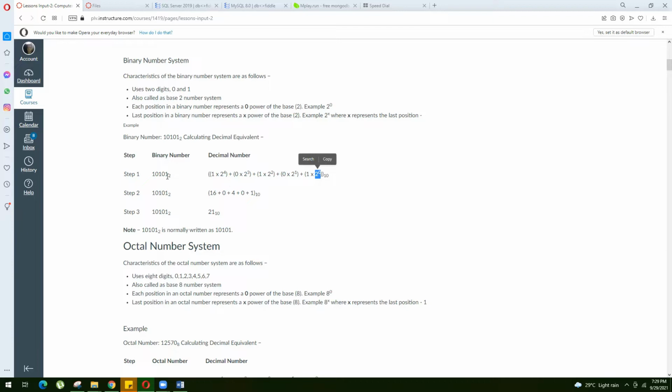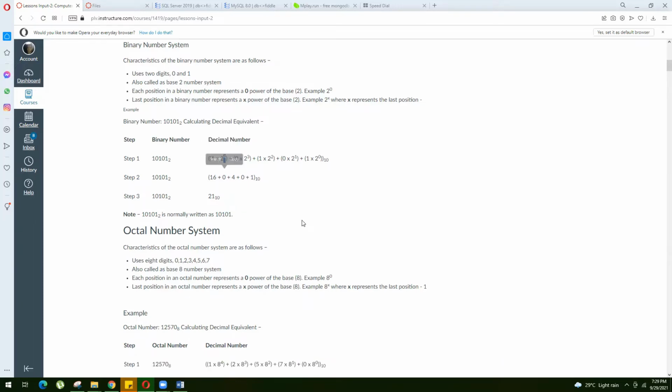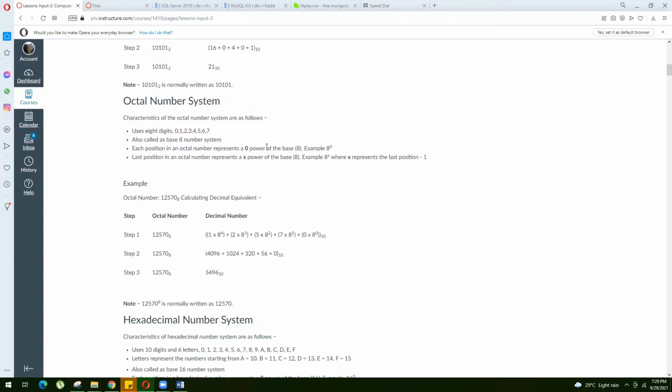From right to left, we increase the power used. This is also used for the octal number system, which uses 8 digits, 0 to 7, and is called base 8.